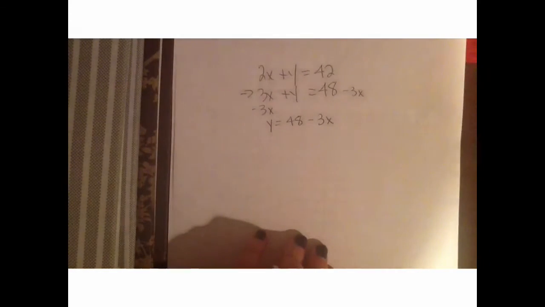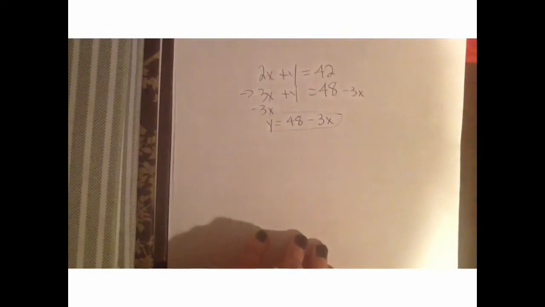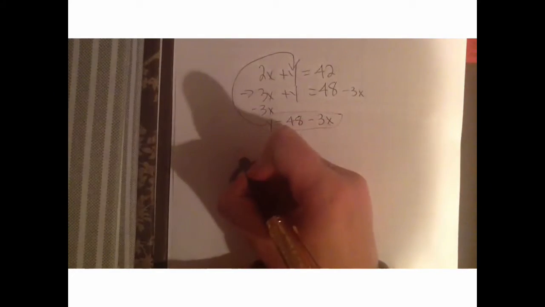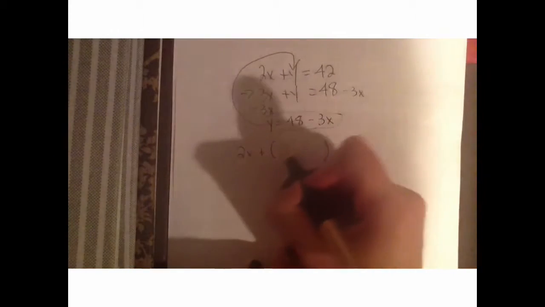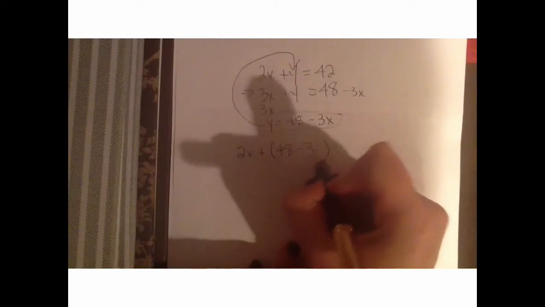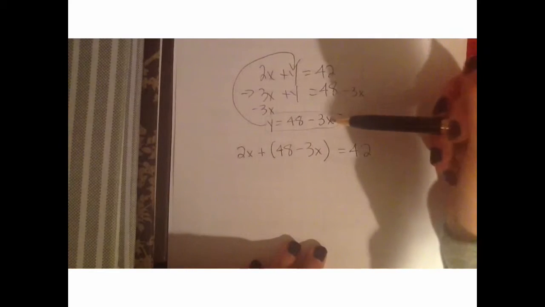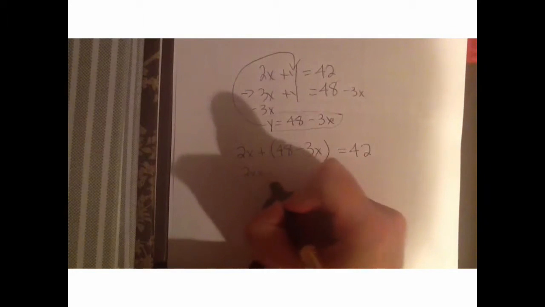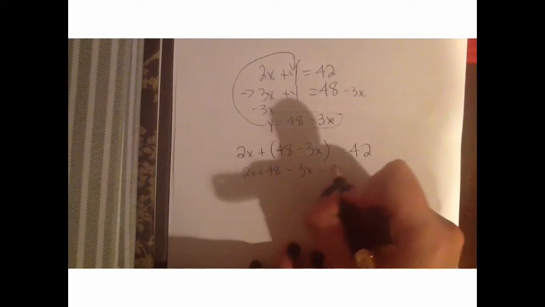Now I have 3 equations. Now what I'm going to do with this is I'm going to take this equation and substitute it in for y in my first equation. So I have 2x plus, in parentheses, and I'm going to fill in y with 48 minus 3x, equals 42. Again, all I did was I took this and plugged it in for y in my second equation. That's going to leave me with 2x plus 48 minus 3x equals 42.